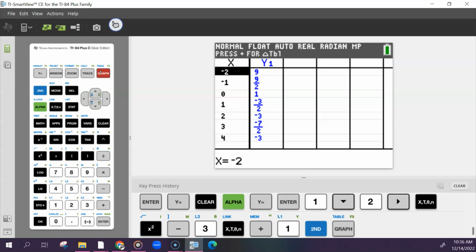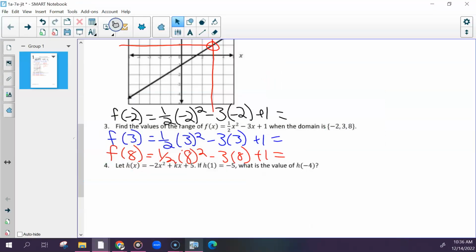So -2 I see, I'm sorry, 8, not 9. -2 is here, so when x is -2, y is 9. When x is 3, y is -7/2. And then when x is 8, y is 9 again.